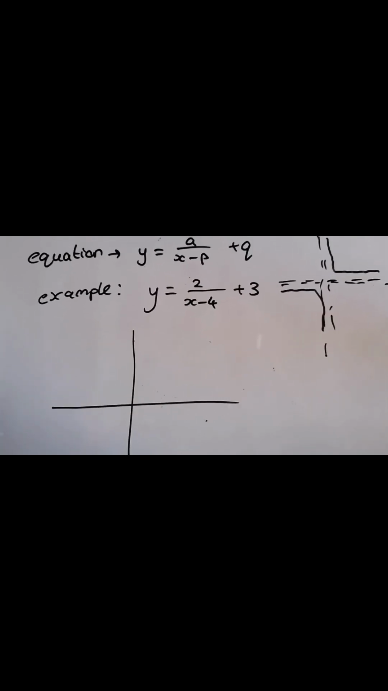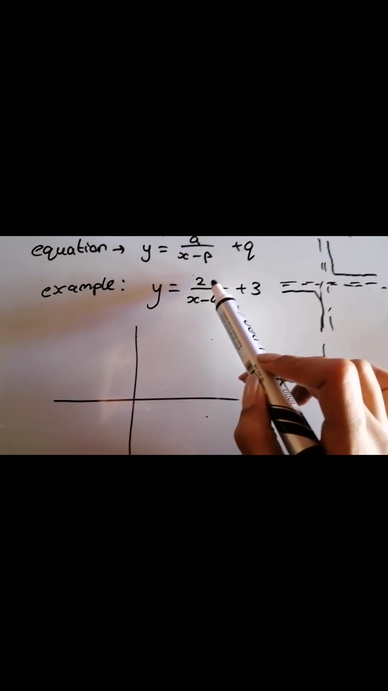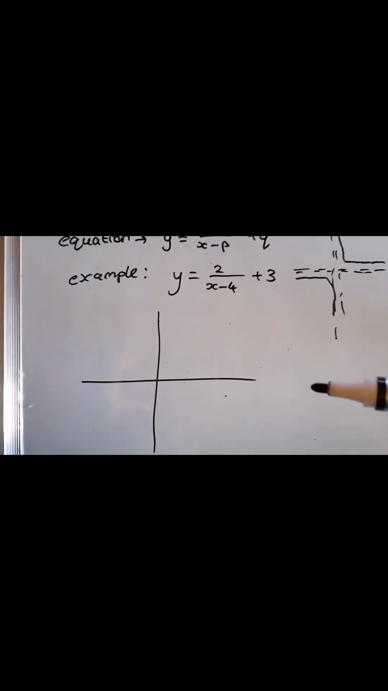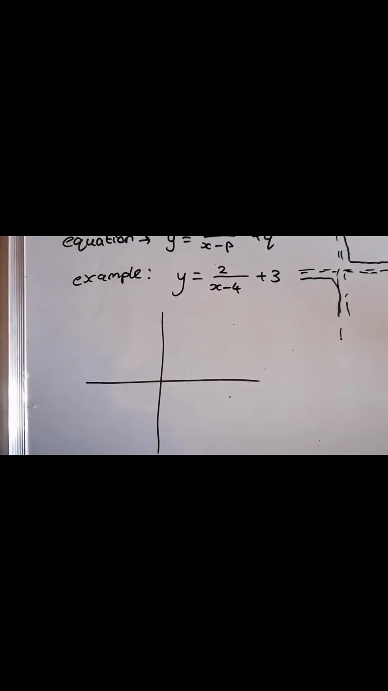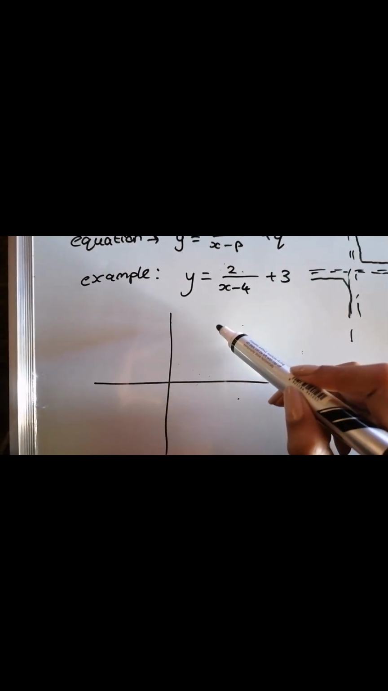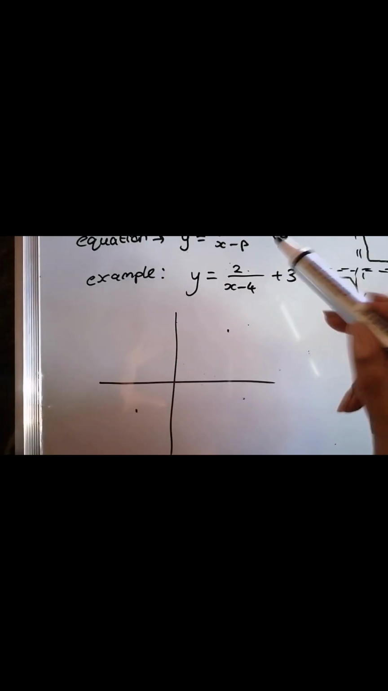So here it says y is equal to 2 over x minus 4 plus 3. First things first, which quadrants is this graph going to go into? I'm just doing a sketch graph, right? Which means I'm not actually working out anything. I'm just showing you what it would look like. I am going to show you how we draw a normal graph though. So already judging from the a value, I know it's going to be in quadrants 1 and 3 because it's positive.